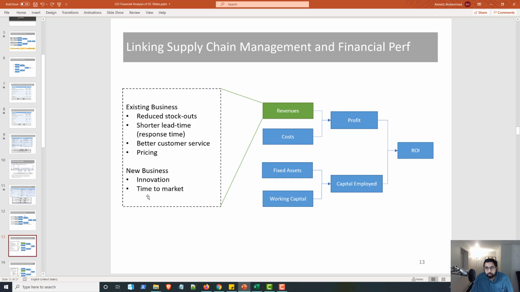Okay, so revenues, what can supply chain do for revenues? Reduce stockouts. A customer comes to buy something, it's not in stock. Well, you hurt the revenues, right? So inventory is managed by supply chain, so you have to reduce stockouts.